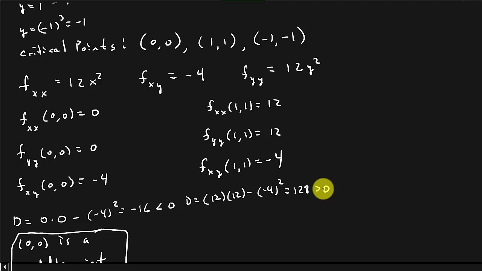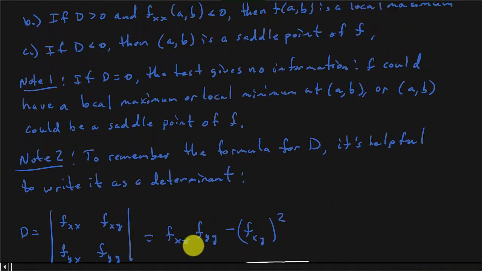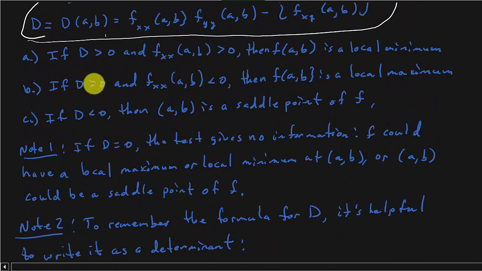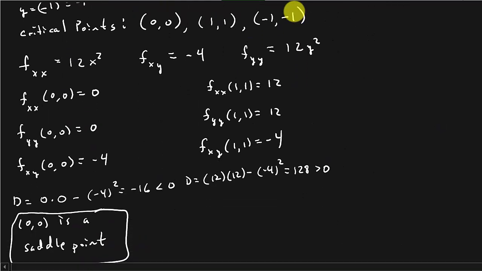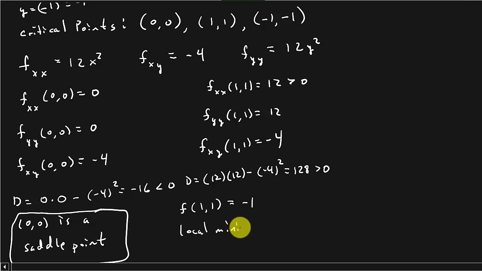So D is positive. So what do we have to do up here? Well, if D is positive, then we look at the second partial with respect to x and see if it's positive or negative. If it's positive, we have a local minimum. If it's negative, we have a local maximum. And we can see up here that the second partial is positive. So f of 1, 1, which equals -1, is a local minimum.